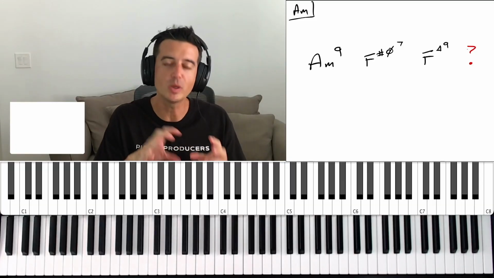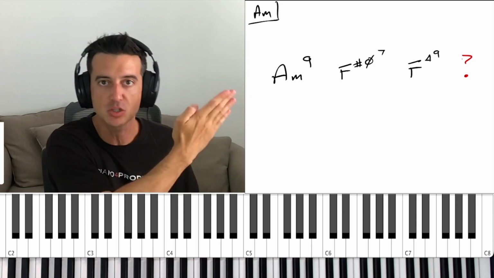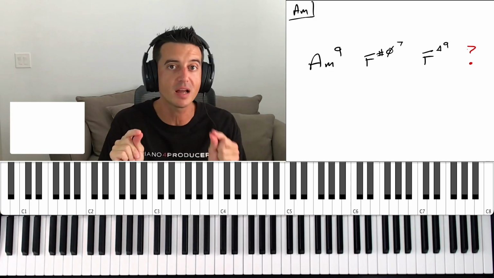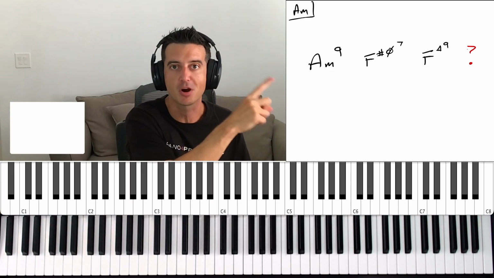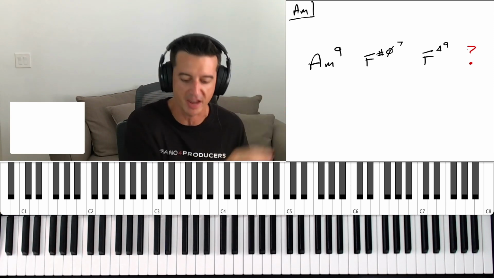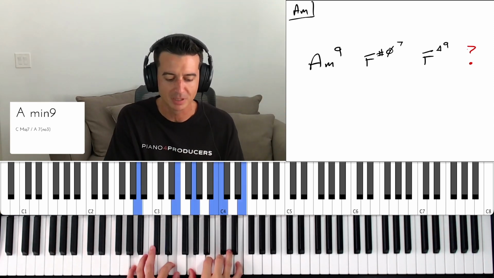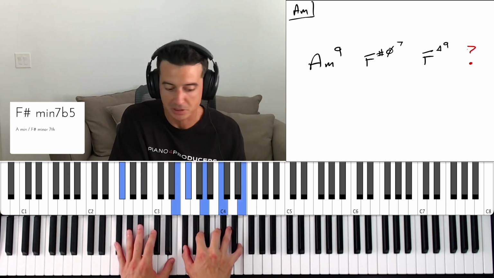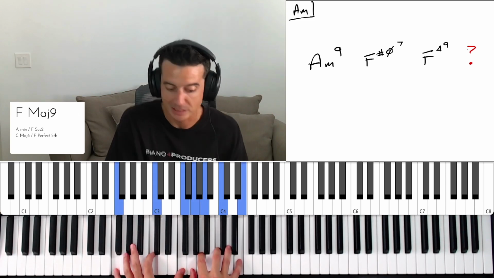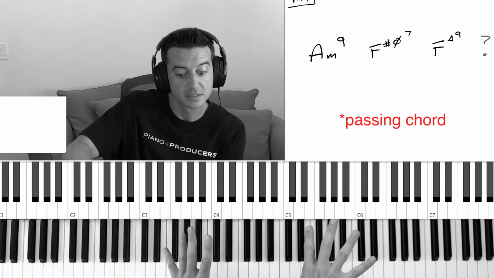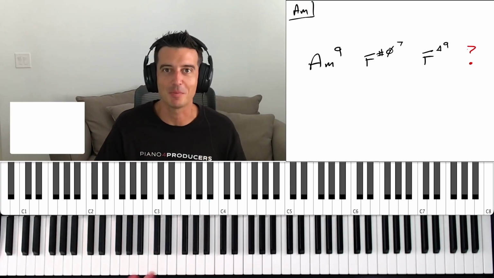To demonstrate how we can use these two chords, let's use this chord progression as an example, and we're gonna plug that passing chord in where you see the question mark, and I'll explain why we wanna put it there. So here's how the progression sounds. And then we go back to the A minor, right?